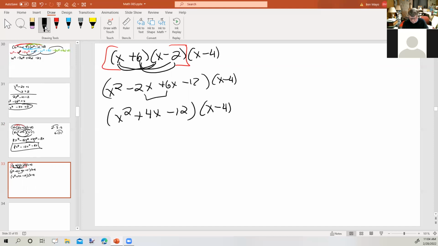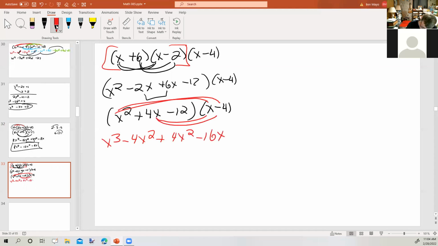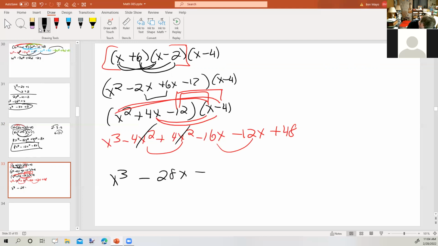And then I'm going to take that result and multiply it by x minus 4. Okay. So I'm going to get x cubed minus 4x squared plus 4x squared minus 16x minus 12x plus 48. And then combining like terms, x cubed, those cancel, minus 28x plus 48.